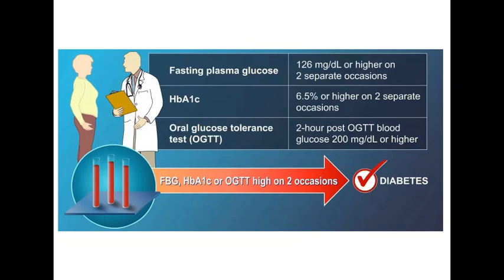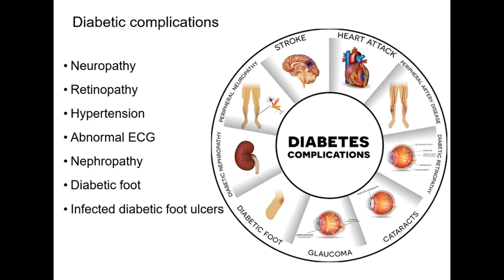So if fasting blood glucose level, HbA1c or OGTT is high on 2 occasions, then the patient is considered to be a diabetic patient. Diabetic complications: neuropathy, retinopathy, hypertension, abnormal ECG, nephropathy, diabetic foot, infected diabetic foot ulcer. So all of these are complications associated with diabetes, indicating that diabetes affects almost all the major organs of the body.